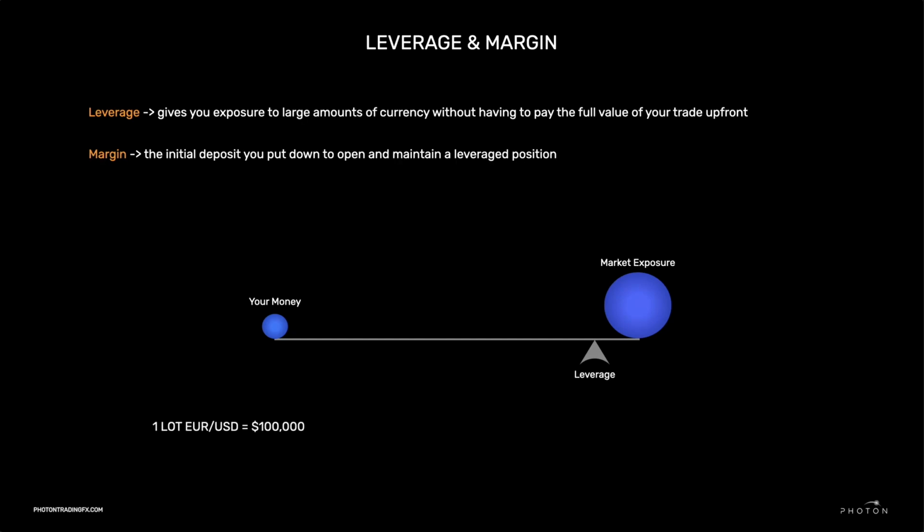So if you were to buy one lot of euro dollar, you would be buying 100,000 units, right? Now, like I was saying, that's a lot of money to put up, but your broker helps you out by giving you leverage. So let's say you have a 100-to-1 leverage ratio.